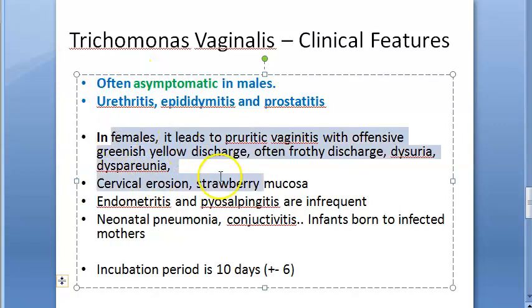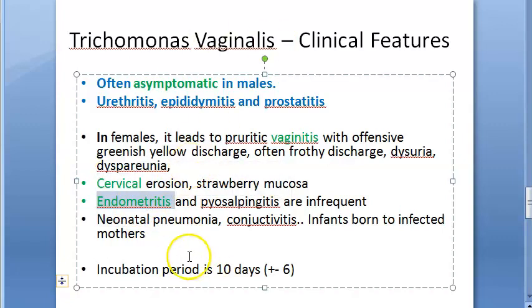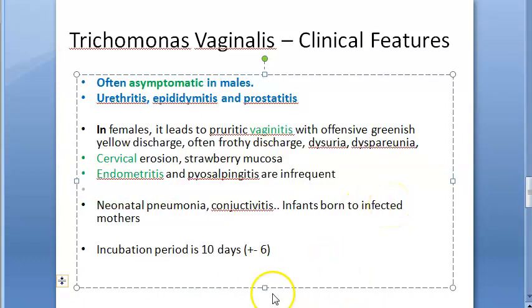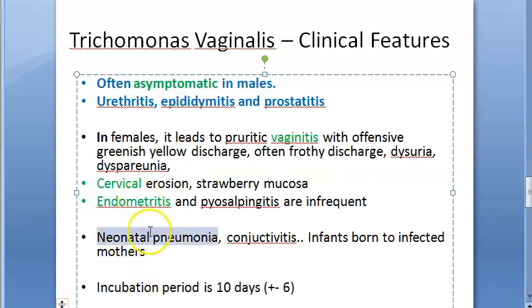In females, what will happen? It will affect the vagina, the cervix, and the uterus, causing endometritis. It can also affect neonates, meaning just-born babies, so they can also develop issues. Let us look at the issues in females first.